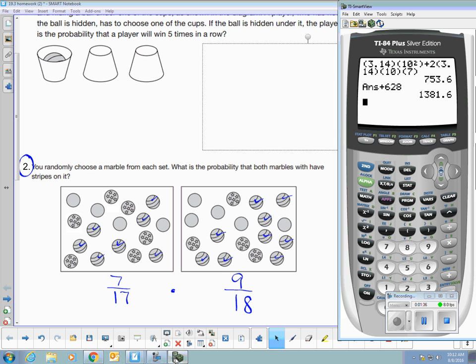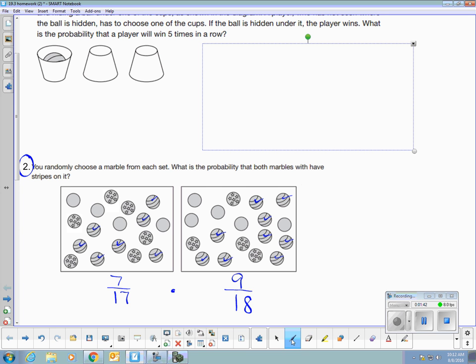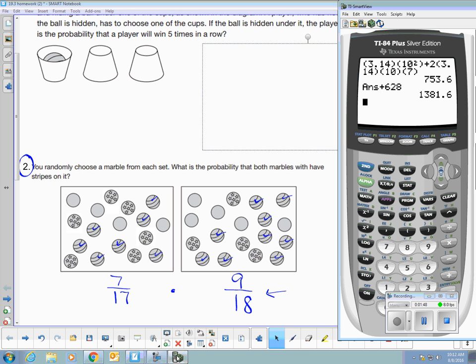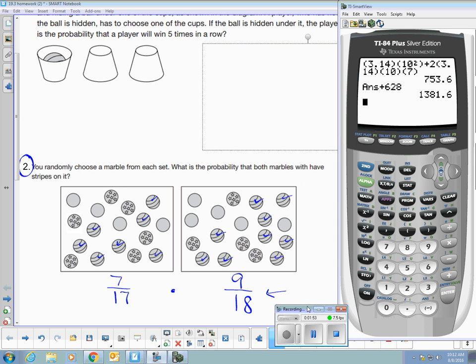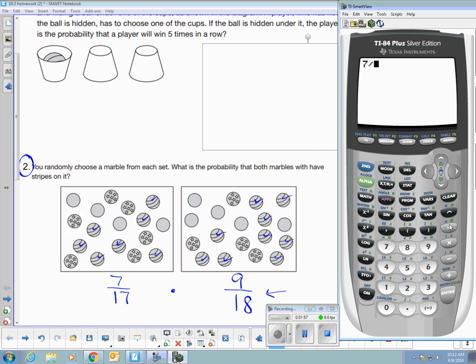Now, when we use our calculator, we do not need to reduce any fractions. For example, we can put 9/18 in just as it is to the calculator, and we'll let the calculator do the reducing for us. All right, so we have 7/17 multiplied by 9/18, and that gives me this decimal.